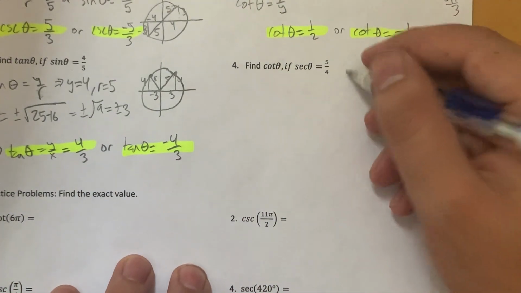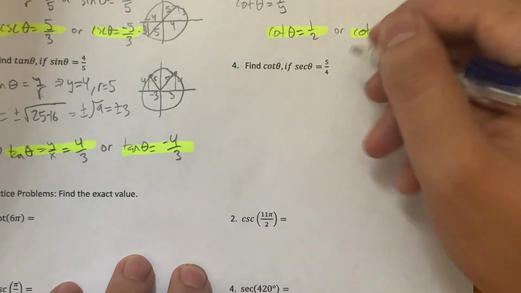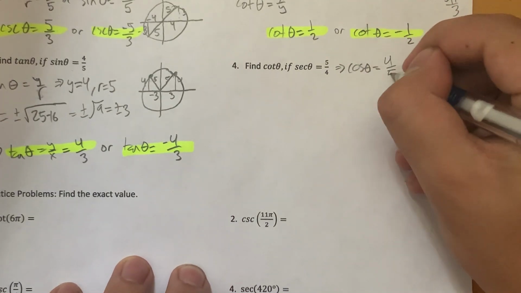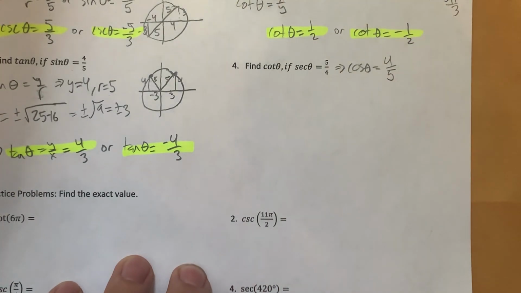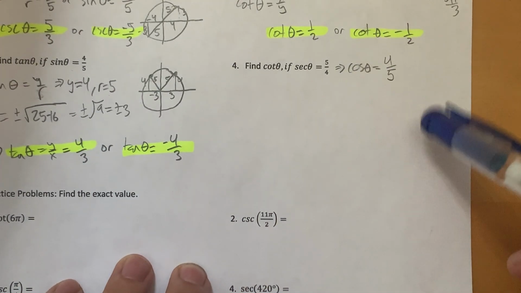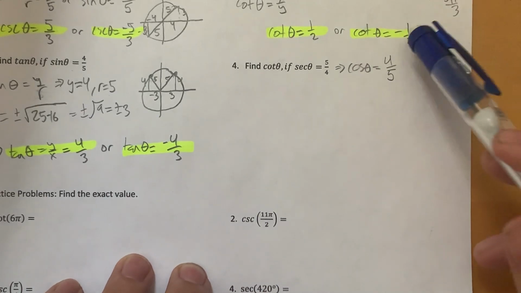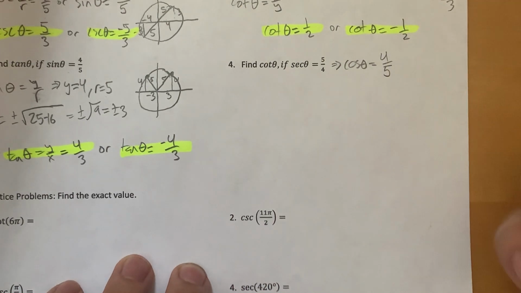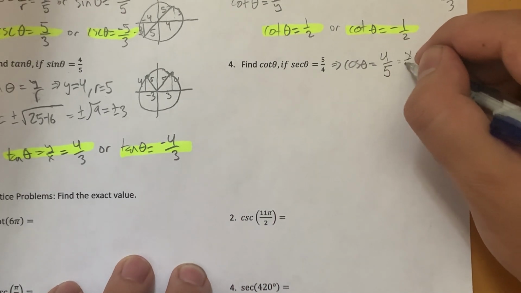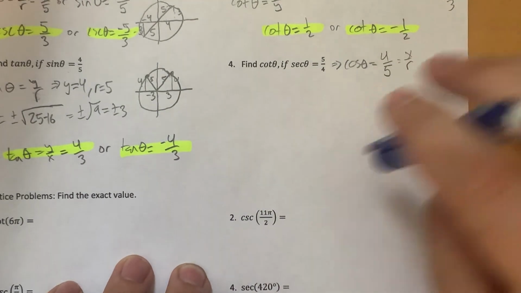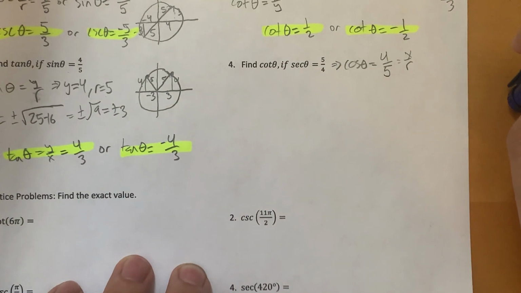So secant theta equals 5 over 4, or cosine theta equals 4 over 5. Right? So which quadrants do you think it's going to be? Right, first and fourth. I forgot which one's y, which one's x. X over r. So r equals 5, x equals 4 this time. So we know it's going to be in the first and fourth quadrant again, like up here.